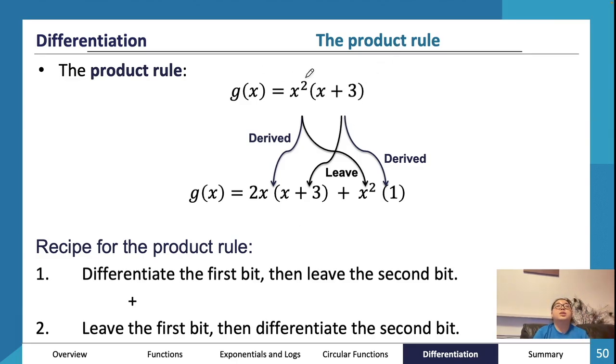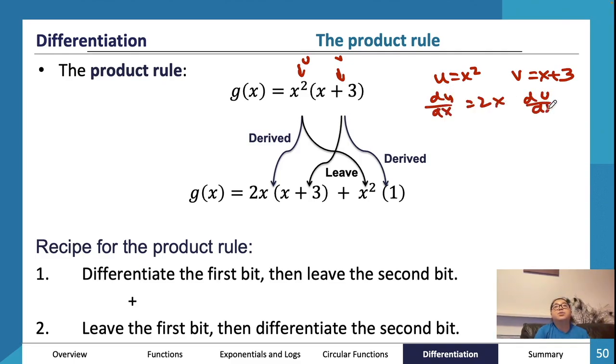If you want to set it out really nicely, you can name these u and v and use the Leibniz type notation. So you have u equals x squared, v equals x plus 3, and that way you can say du dx equals 2x, and then dv dx equals 1. If I diff one, leave the other, so x squared, and then diff the other, leave the one, and then put times those together.